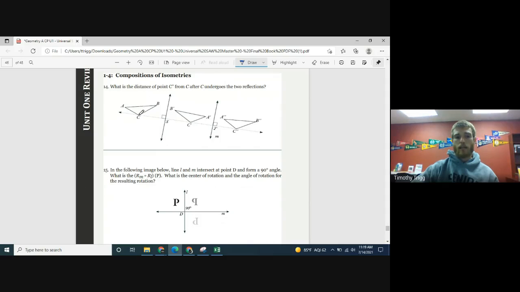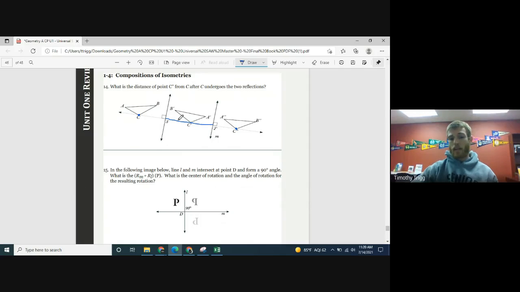And what's that distance there? So it asks, what's the distance from point C double prime from point C? That's what we want to find, that distance. Now, they don't give us any numbers for distance here, but normally what we would say is whatever the distance between these two parallel lines, double that, and that gives you the distance from the pre-image to the final image.